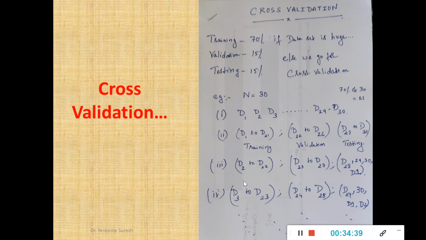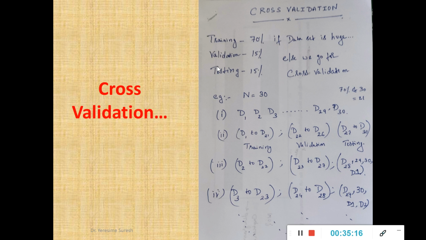Fine. So in the next iteration, again what will I do? From the third instance to 23 I will consider for training. Again please recollect that D1 and D2 are missing here. From 24 to 28 I will select for validation, and 29 to 30 plus D1 to D2 will be selected for testing. In the next iteration, from 4 to 24 I'll take for training, 25 to 27 for validation, and 30, 1, 2 and the third record will be used for testing. I'll repeat this. By this, what is happening?